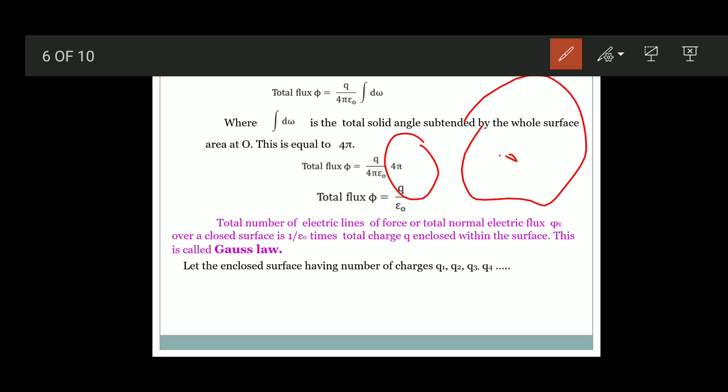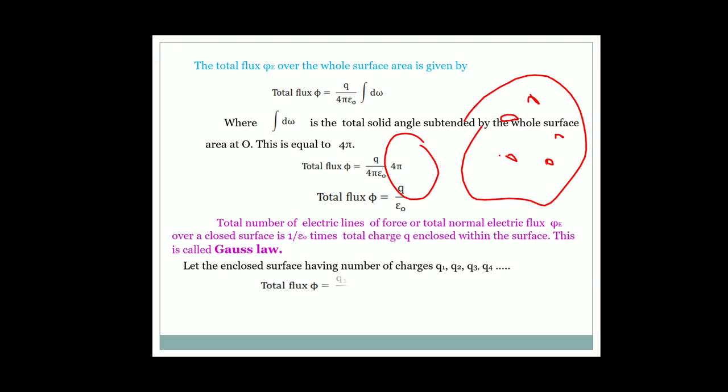This is one charge here, one more charge q2 here, one more charge q3 here, one more charge q4 here, one more charge q5 here. Then the total charge q is equal to the algebraic sum of all these charges. That is, total charge q is equal to q1 plus q2 plus q3 plus q4 and so on. So when we apply that, total flux phi is equal to q1 plus q2 plus q3 plus q4 and so on, by epsilon naught. This is also another form of the Gauss law.